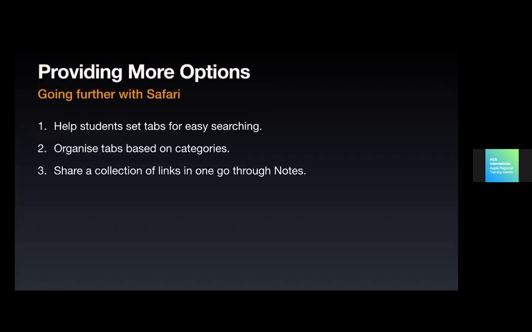So the reasons we would do this: help students to set up tabs for easy searching or for easy organization, especially if they're going to be using different websites on a day-to-day basis. You can make a Monday group, a Tuesday group, a Wednesday group, Thursday group, Friday group. And every day that they come to school, they know I go into my Safari, I can tap on my Monday group and I have all the websites I'm going to need for that day. You can organize your tabs based on categories, however you organize yourself or what works for you. And as I mentioned, you can share a collection of links all in one go directly through Notes.